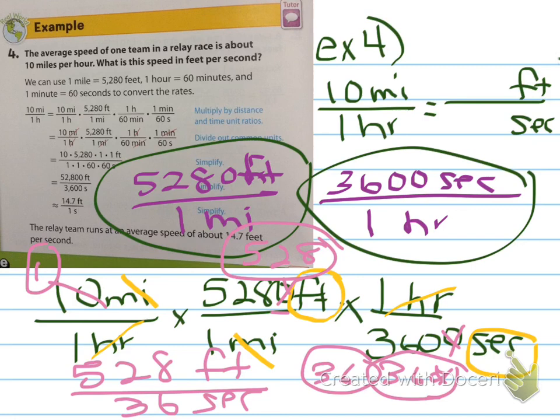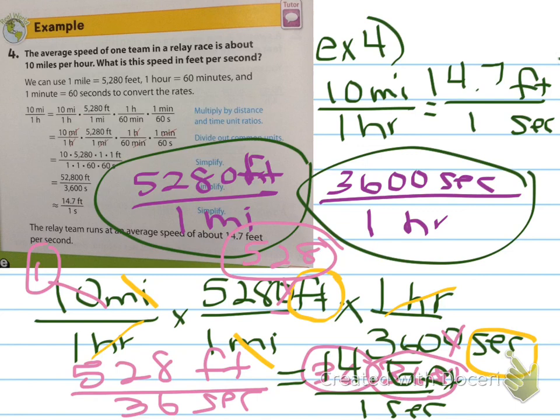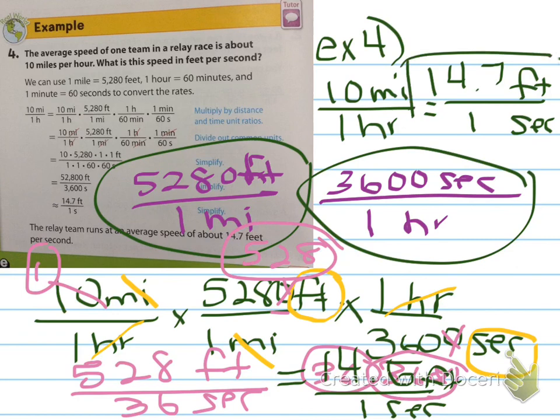This will end up being 14.6 repeating feet per 1 second. And so if I were to round that, it would be 14.7 feet in 1 second. So 10 miles per hour is the same as 14.7 feet per second, approximately. And so here's my answer. Crazy, right? It was a big mess, I know.